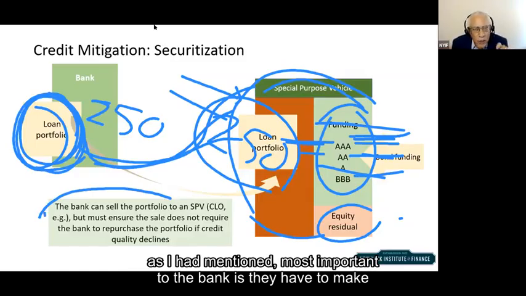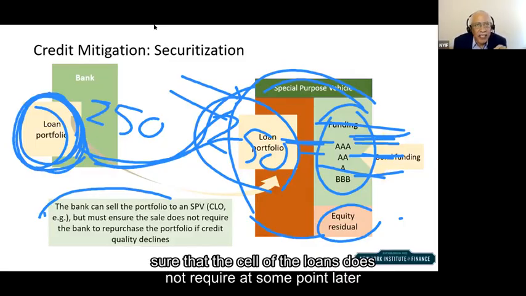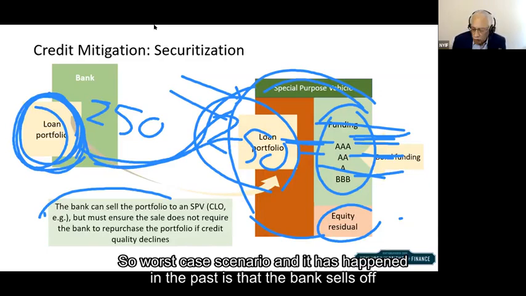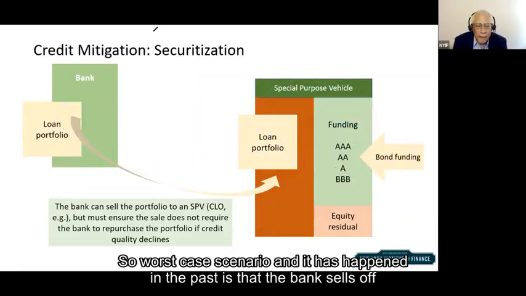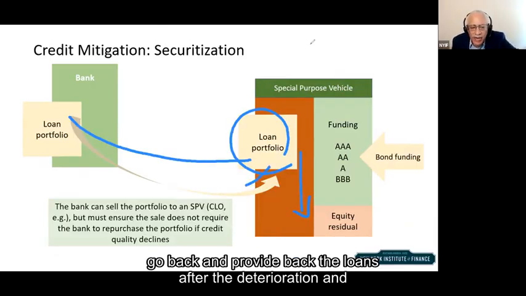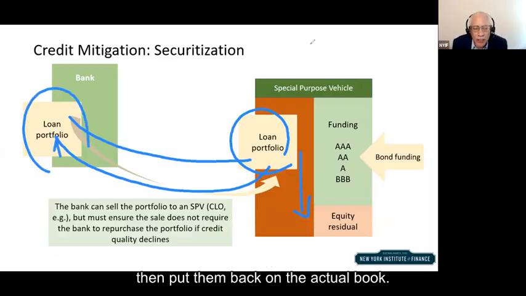As I had mentioned, most important to the bank is they have to make sure that the sale of the loans does not require the bank at some point later to repurchase that portfolio if the credit quality declines. So worst case scenario, and it has happened in the past, is that the bank sells off its loans and then the quality of the loans deteriorates, and then they're obliged to go back and buy back the loans after the deterioration and then put them back on the actual book.